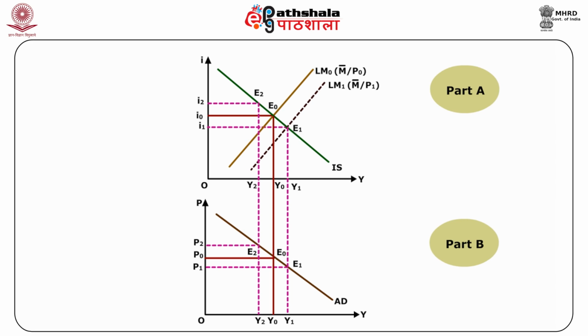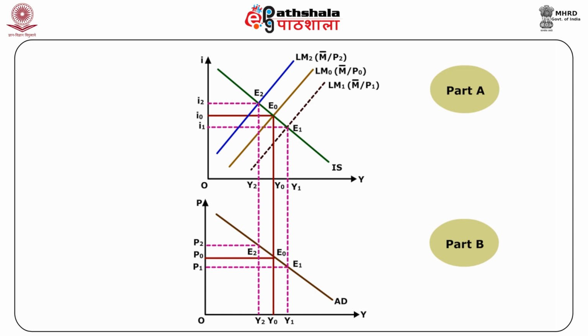Similarly, when the price level increases from P0 to P2, the LM curve shifts upward from LM0 to LM2, showing a fall in the real balances. The IS curve again remains unaffected.